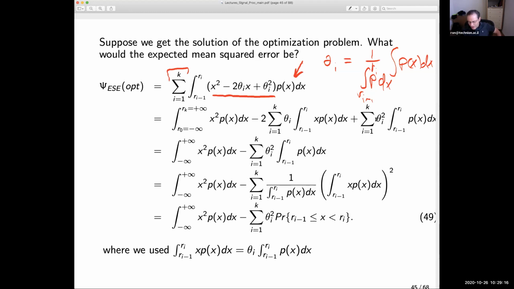So what I would have here is this guy. The thetas are constant within each and every interval, so I can pull them out of the integration. And here I'm just opening the brackets. Now from here to here, what I would do is use this equation over here. I mean, I will plug in the optimal thetas. So if I plug in the optimal thetas, this one reads as it should.